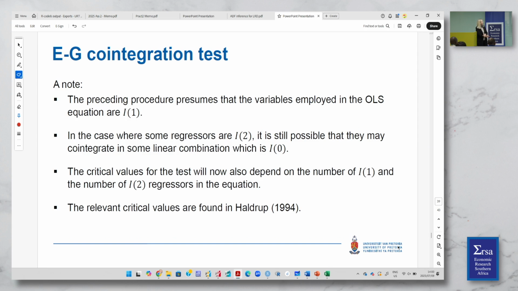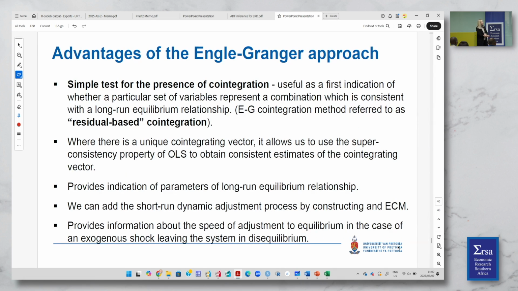So yeah, these are the same story again. This is what we do with the Engel-Granger approach. Obviously so simple, but almost too simple to publish a paper with it. You don't see many papers. Maybe way back in the early 90s, they published papers using the Engel-Granger.